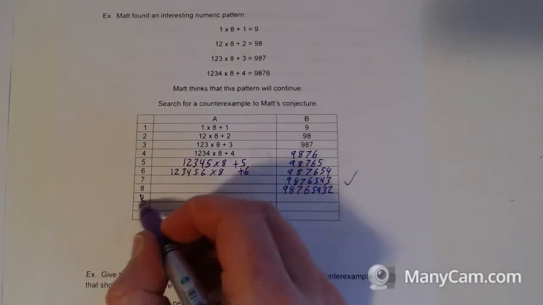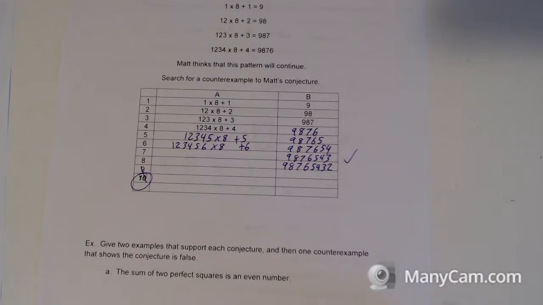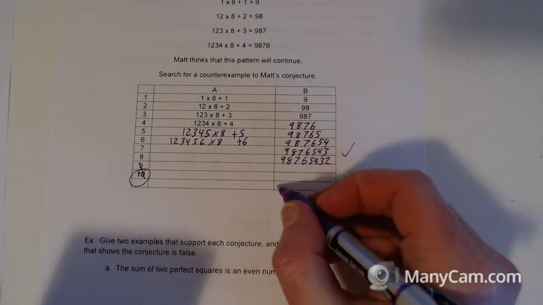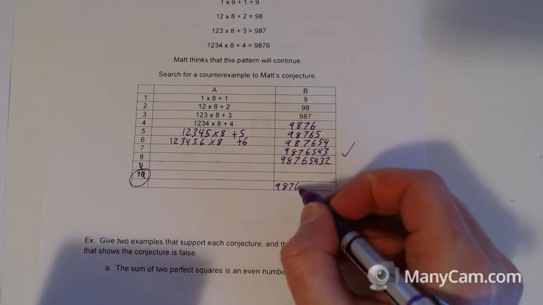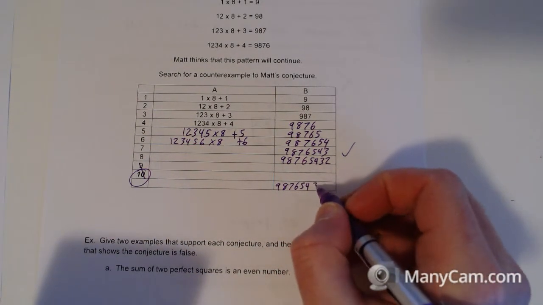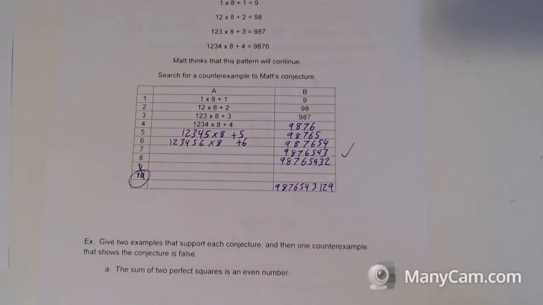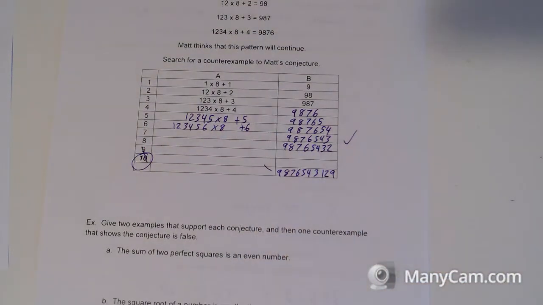I don't know what happens after 10 and 11, so I might want to jump a couple. Let's try 10. So 1, 2, 3, 4, 5, 6, 7, 8, 9, 10. So I had actually 2 digits there. Times 8 plus 10. I get 9, 8, 7, 6, 5, 4, 3, 1, 2, 9. Oh, it breaks. So it actually breaks at 10.